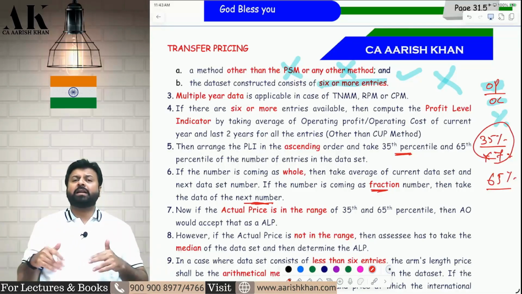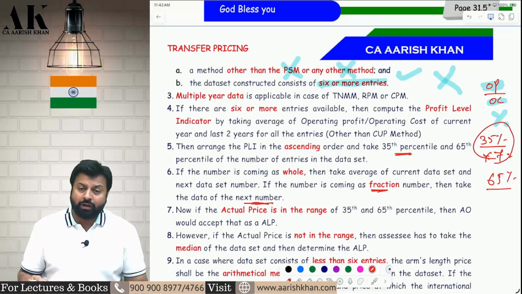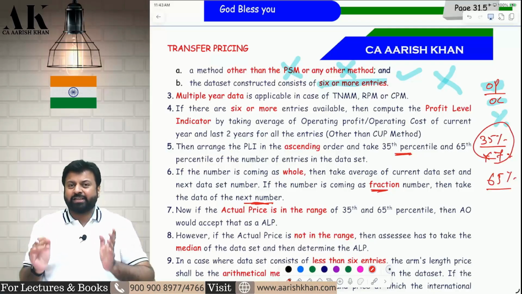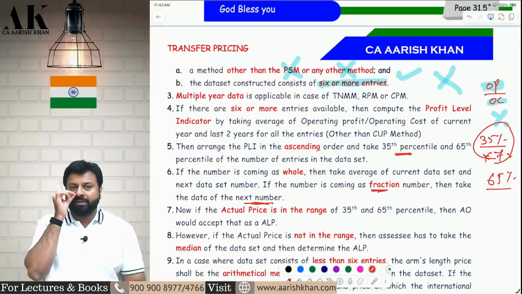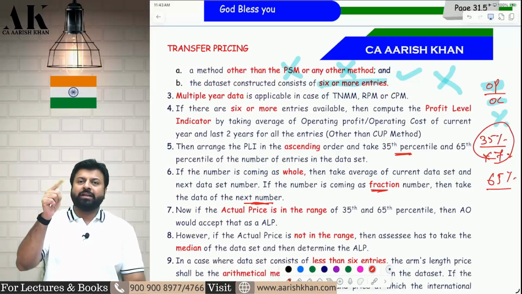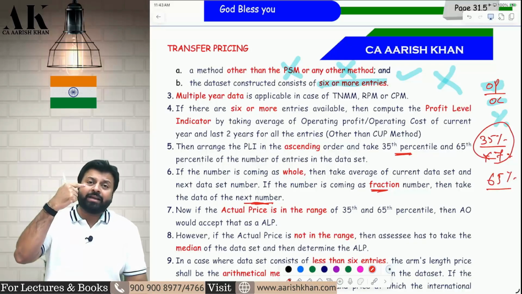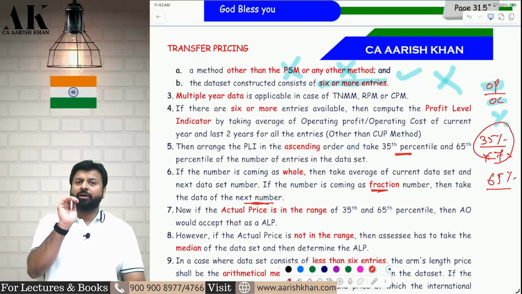Sir, what if these numbers are not fractions, but whole numbers? If these numbers are whole numbers, then you have to make slight changes. Suppose the number of items you have collected from the industry is 20. So what is 35% of 20? It is 7. Now this is a whole number. Now don't take the next number directly, 8. Now take the average of 7 and 8. That will be your first number.